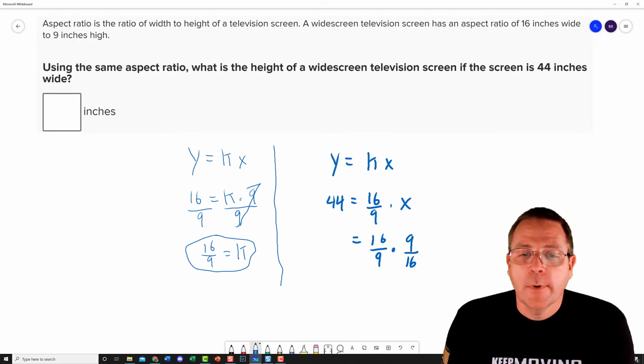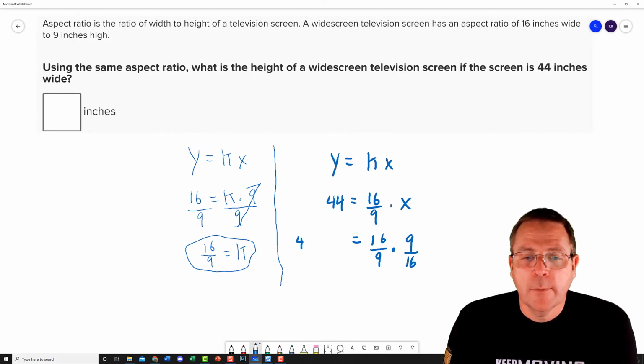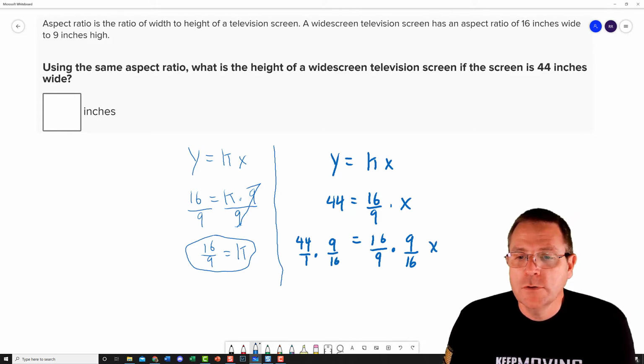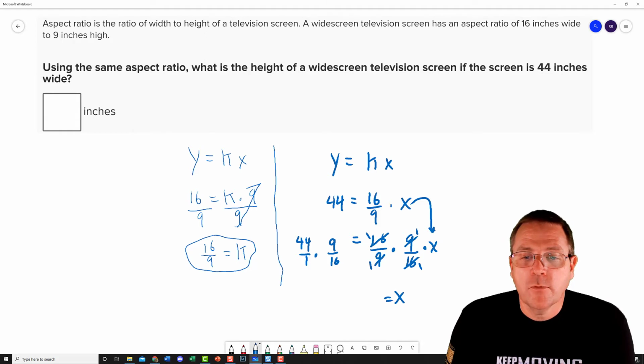From here, I'm going to do the same thing on the right-hand side of my problem, 44 over 1 times 9 over 16. And of course, I do still need to have my times x right there. Simplify before I multiply. 16 goes into 16 once, 16 goes into 16 once, 16 goes into 9 once. That's going to end up giving me 1 over 1, or just 1 times x, which is x. So my variable's isolated.